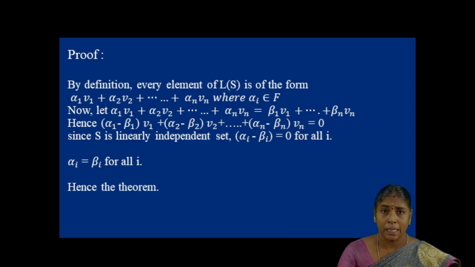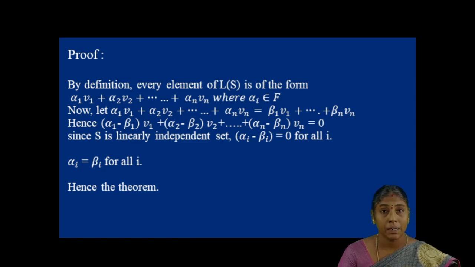When we equate them, the right hand side is the linear combination of the vectors beta 1 v1 plus etc. plus beta n vn. When we bring the right hand side to the left hand side, the sign changes from plus to minus, and then after grouping it, we get (alpha 1 minus beta 1) v1 plus (alpha 2 minus beta 2) v2 plus etc. plus (alpha n minus beta n) vn, which is equal to 0.